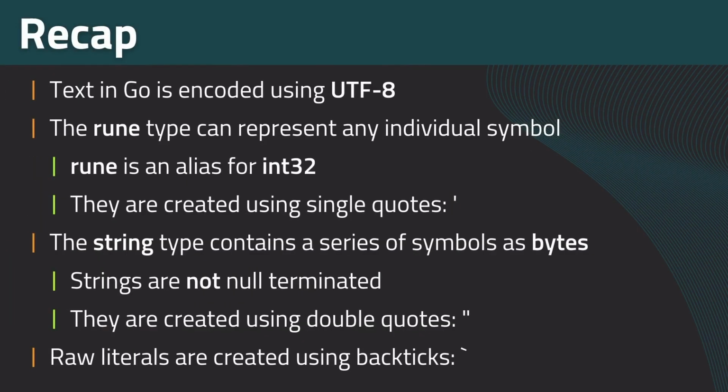Let's recap. Text in Go is encoded using UTF-8. The rune type can represent any individual symbol, and rune is just an alias for int32, and they are created using single quotes. The string type contains a series of symbols as bytes. Strings are not null terminated, and they are created using double quotes. Raw literals are created using backticks. And whenever you type something in a raw literal, it'll come out exactly as typed.